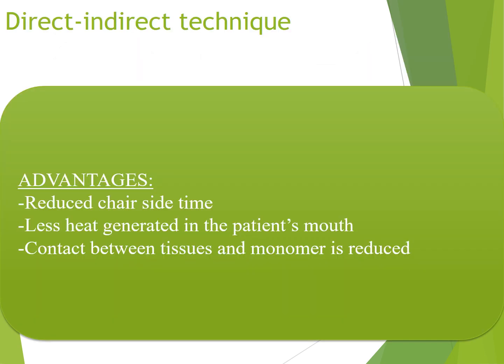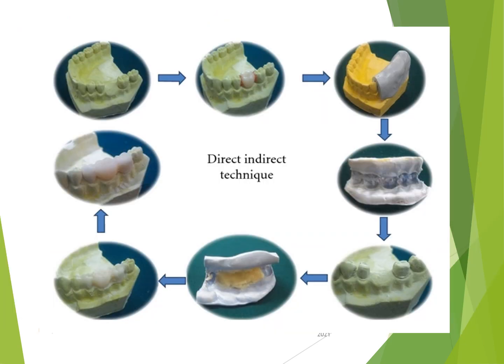Okay, coming to the direct indirect technique. So advantages here is reduced chair side time, less heat generated in the patient's mouth, contact between tissue and monomer is reduced. Okay, so here we are almost doing the same thing, but this is done in the patient's mouth. Half of it is done in the lab, and half of it's done in the patient's mouth. So you have a cast with the missing teeth. You have taken an impression of the patient.